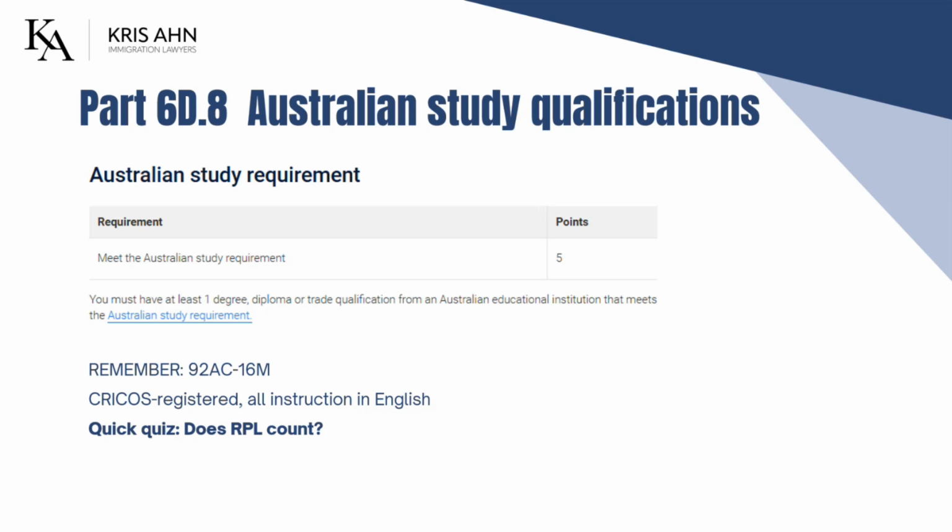Let's say that, for example, though, Australian study requirement, would RPL count in a situation like this? Because a lot of our clients have RPL, so they do have an Australian qualification, but would RPL count for them to meet the Australian study requirement? What do you reckon?